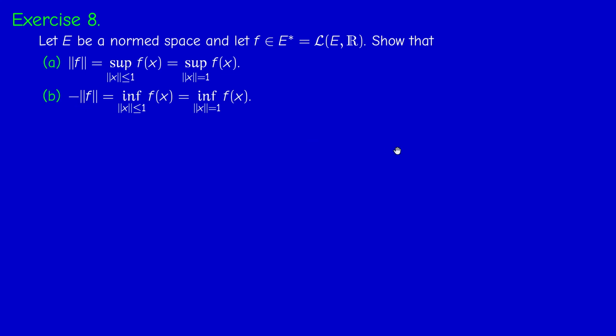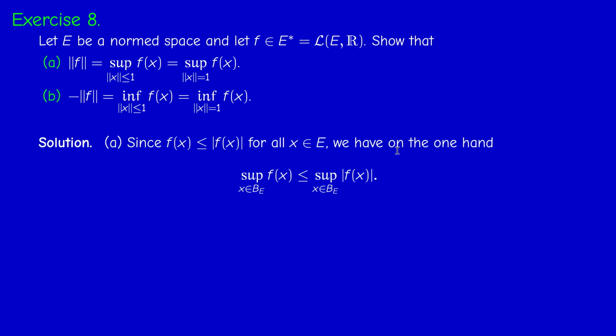So part A. First of all, f(x) is always less or equal than the absolute value. The absolute value of f(x) is either f(x) or minus f(x), which is the same as f(-x) because f is linear. So on the one hand, when you take the supremum over the closed unit ball, the supremum of f(x) is less than the supremum of the absolute value. So this is just one half of the equality.